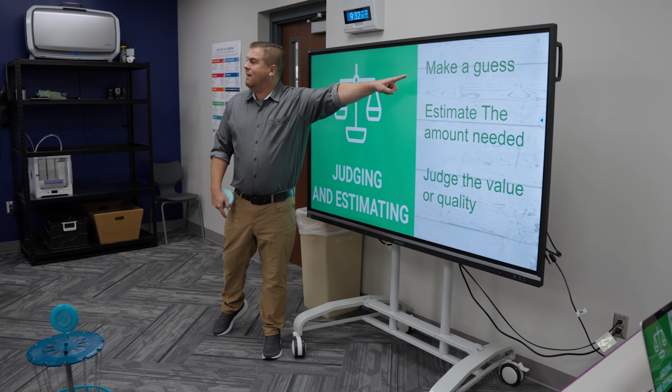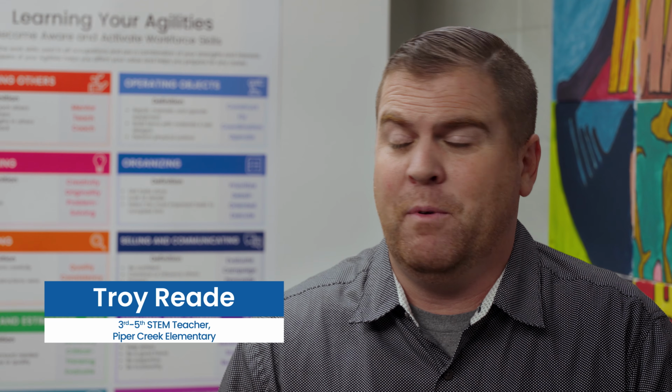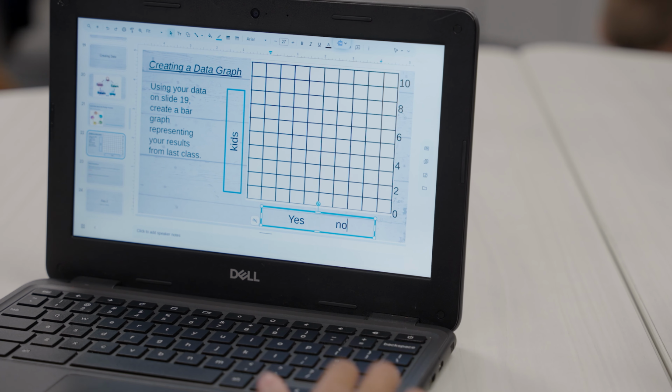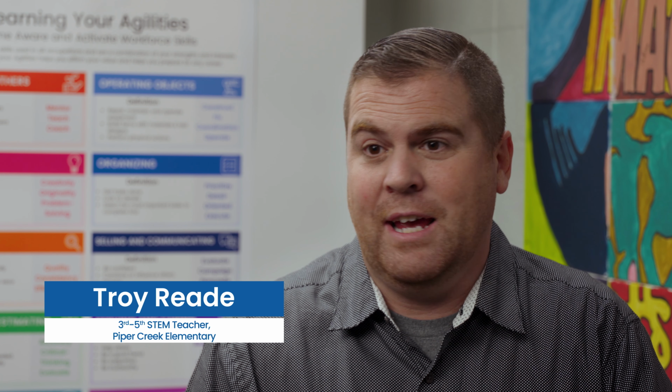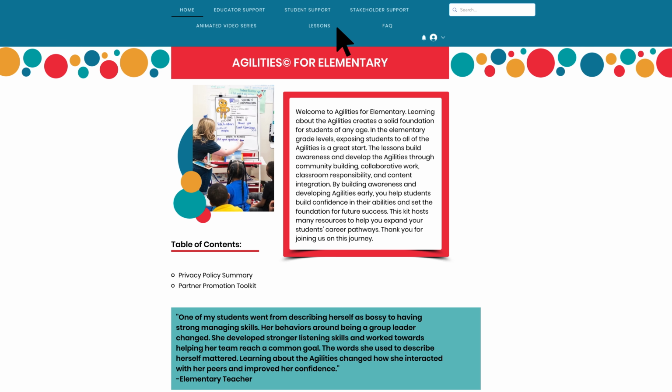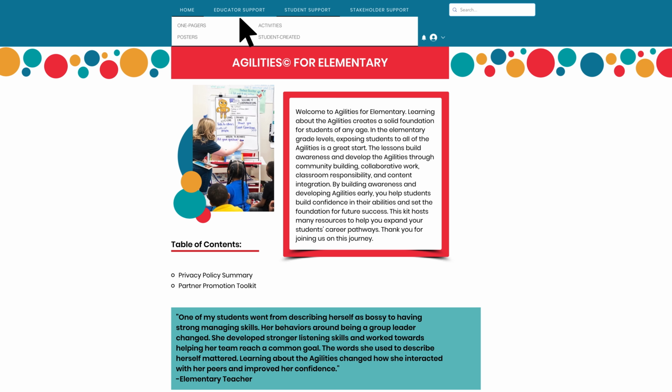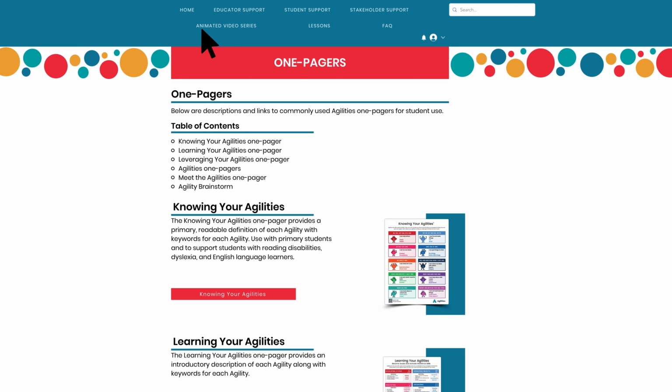Once you have a basis of the Agilities, it's very easy to pick and choose which maybe one or two Agilities, like I did in my lesson, to really focus on. See how kids kind of play into those and how they can make them their own. The teacher and student support sections have great resources, very easy to access, whether you're printing them off, importing them into your Google Slides or other types of presentations. They're there and ready to be used on day one.